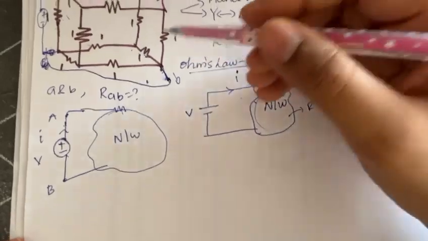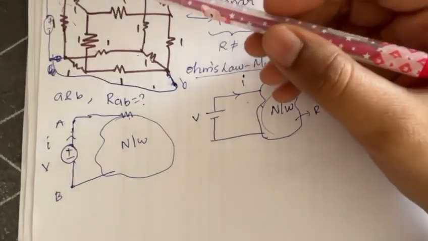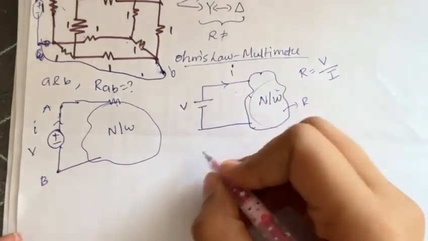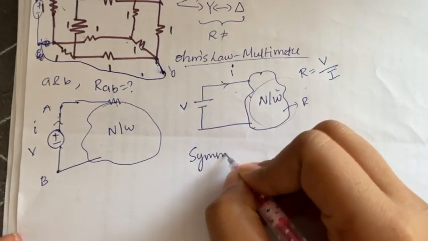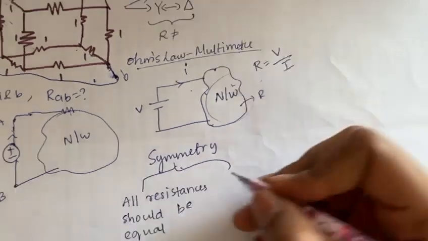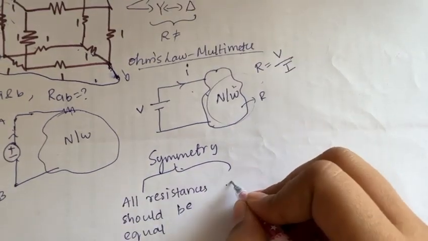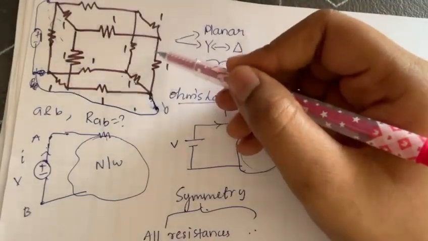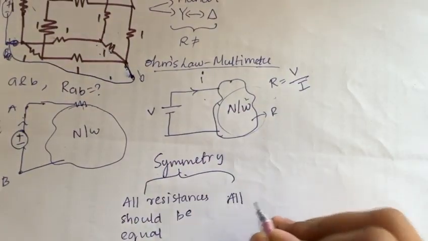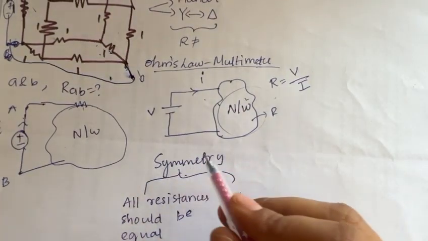For a circuit to be symmetric, all of the resistors should be equal, but that reason alone is not enough. Along with this, the path resistance must also be equal. We can see that all of them are 1, so it makes all the path resistances equal, and therefore we can call this a symmetrical circuit.